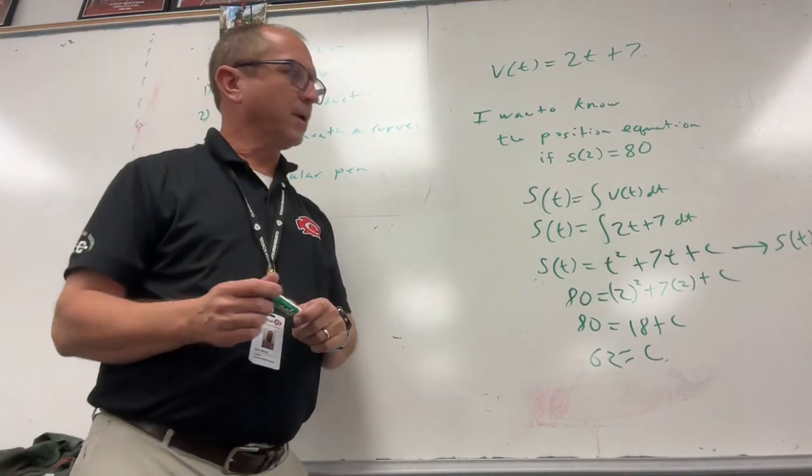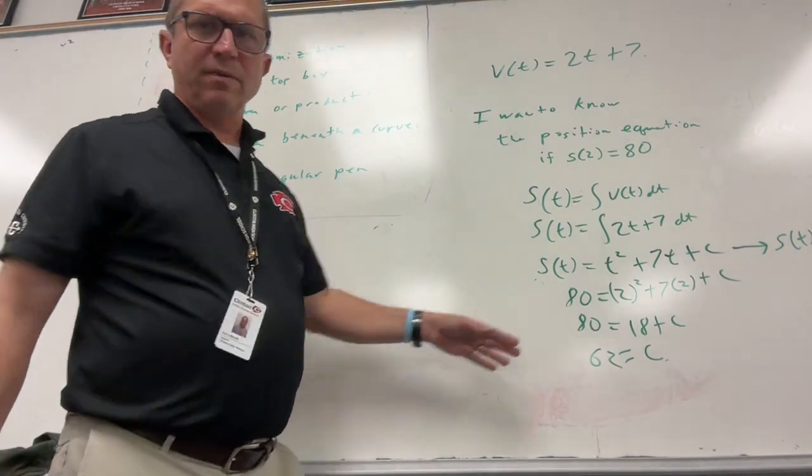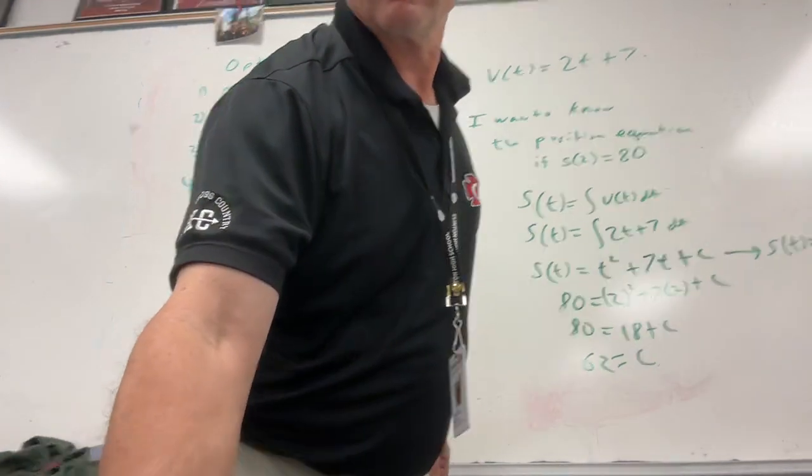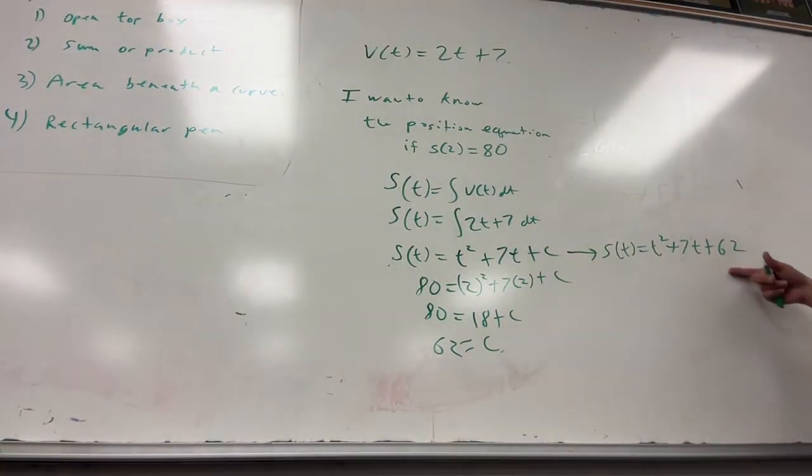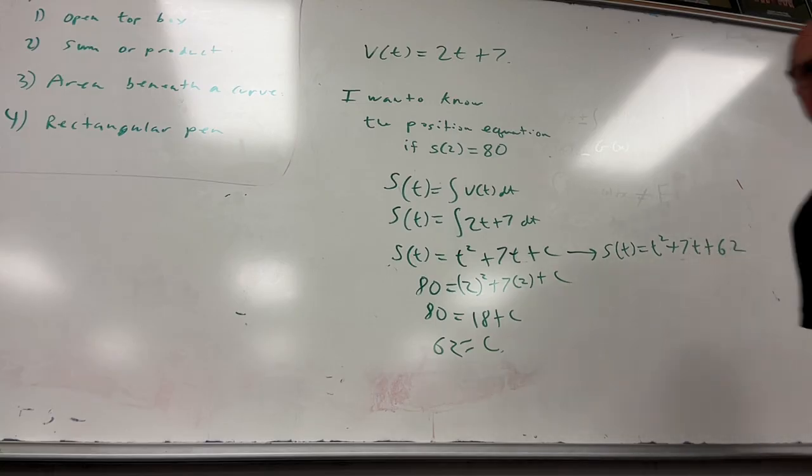Where the last video ended, but again, this is what we end up with. S of t is equal to t squared plus 7t plus 62.